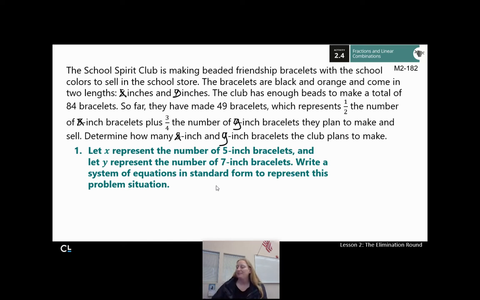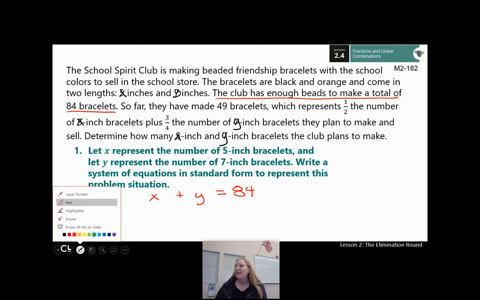All right. So we have a lot going on here. So I'm going to use a couple different colors so I can keep track of stuff. So the club has enough beads to make a total of 84 bracelets. So if I take my number of 5-inch bracelets, x, and I add my number of 7-inch bracelets, which is y, together, that should give me 84. All right. Wow, one equation down.